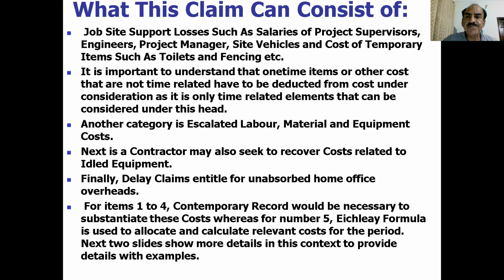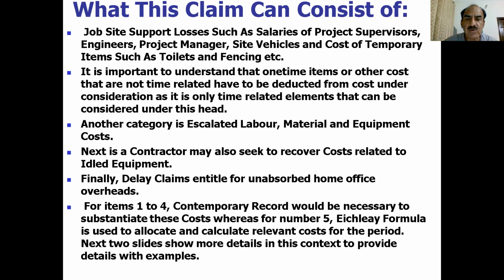Normally, this kind of claim would include job site support losses such as the salaries of project supervisors, engineers, project managers, site vehicles, cost of temporary items such as toilets and fencing, camp offices. It is important to understand that one-time items or other costs not related to time have to be deducted from the cost under consideration, as it is only the time-related element that can be considered under this head. For example, the construction of a site office or things like that. Another category is escalated labor, material, and equipment cost.